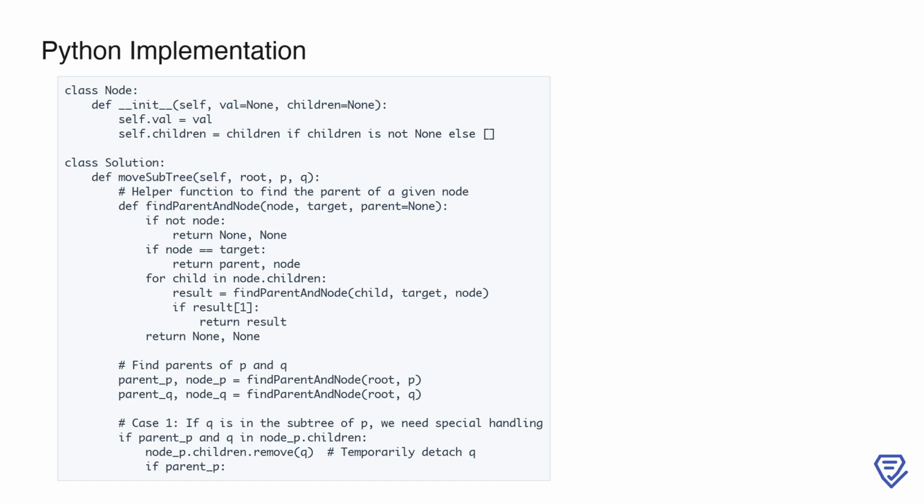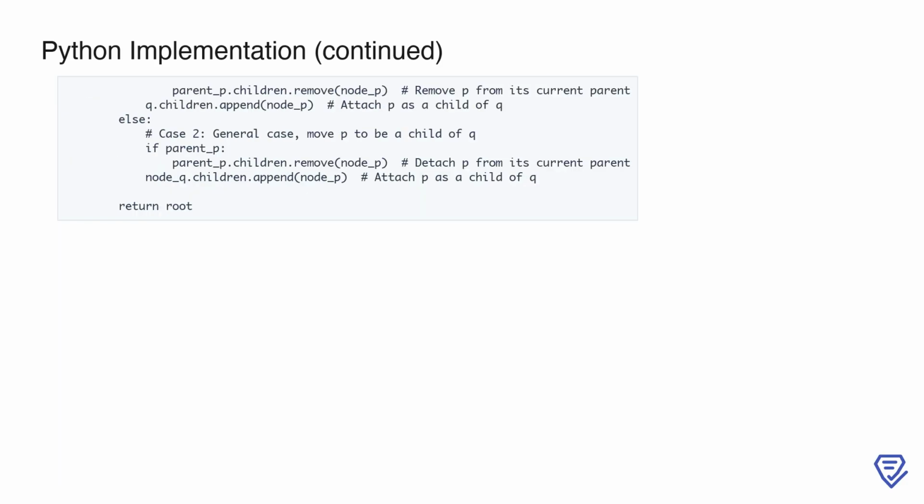In this scenario, Q is temporarily detached from P to prevent a circular reference. If P has a parent, it is prepared for removal from its current position. Now, if P has a parent, it is removed from its parent's list of children. Then, Q becomes the new parent of P by appending P to its list of children. This completes the special case handling where Q was originally part of P's subtree.